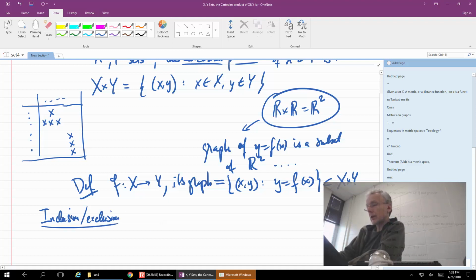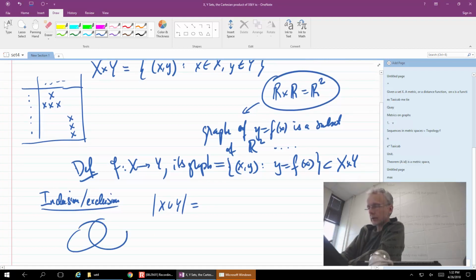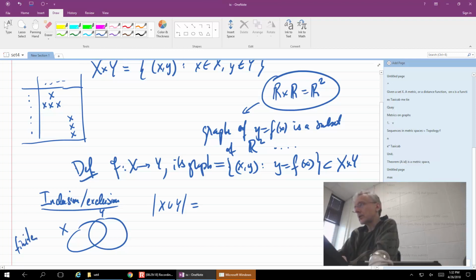Counting the elements in a union. Let's say, that's fine. And then remember this. So x and y, they might intersect, right? So what's the size of the union? Let's say it's all finite, so we don't have to worry about it. How many elements in the union of x and y?